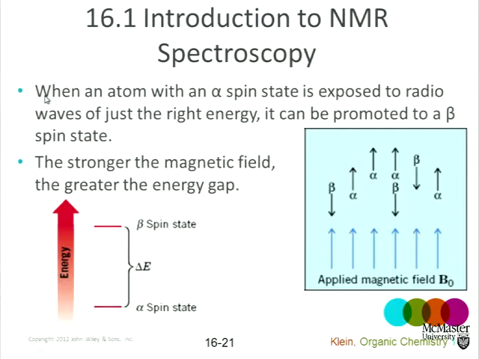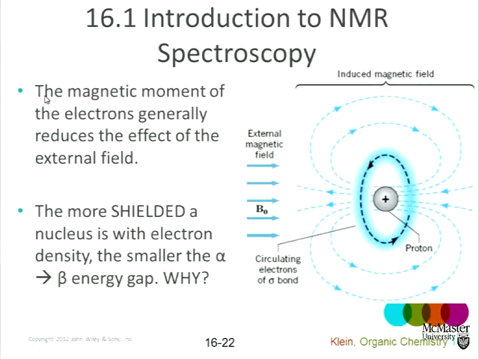Okay, so the stronger the magnetic field, the greater the energy gap, and that's why we work our way towards bigger and better magnets in our NMR machines. So the reason that all carbon nuclei do not resonate at the same frequency, and the same is true of protons, of hydrogen nuclei, is that they are shielded by the electrons. So a different electron density around a nucleus means that it has a different chemical shift.